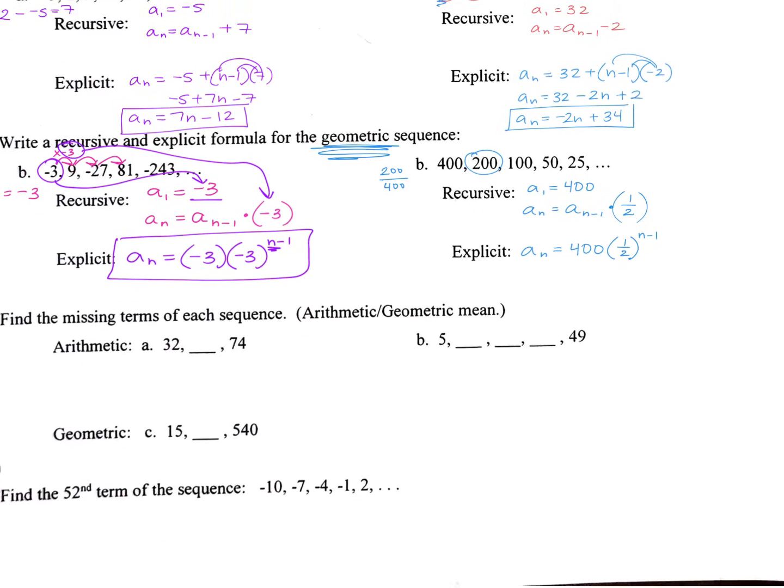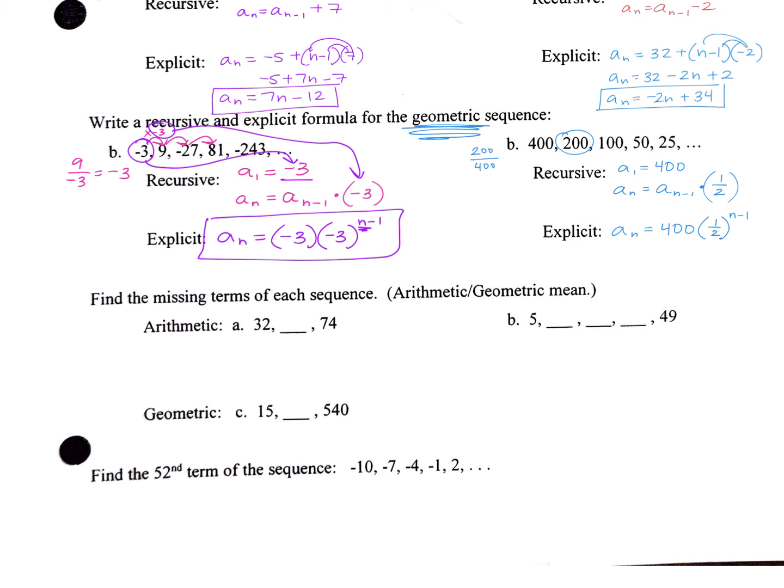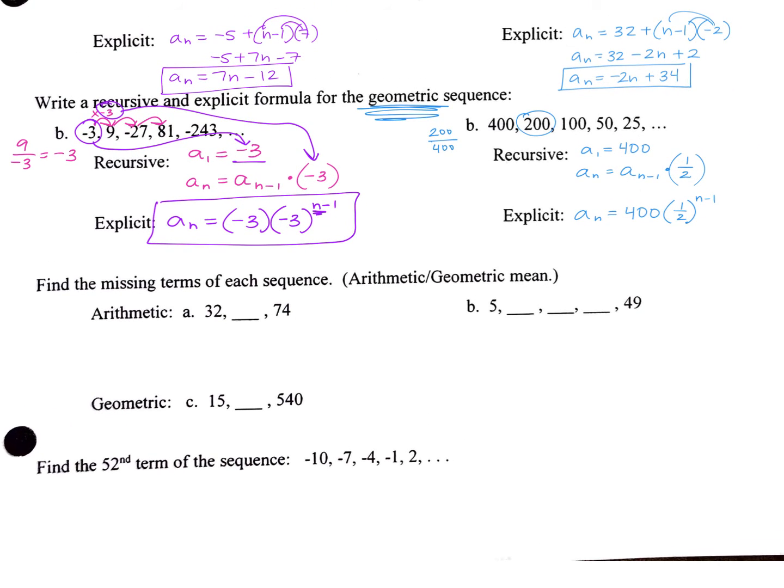Okay, these guys. So letter A here, we're going to say this is an arithmetic sequence. How do you find the arithmetic mean? Plus, divide by 2. Good. 32 plus 74, and then divide by 2, right? Arithmetic is adding with those. So 32 plus 74 divided by 2 comes out to 53.